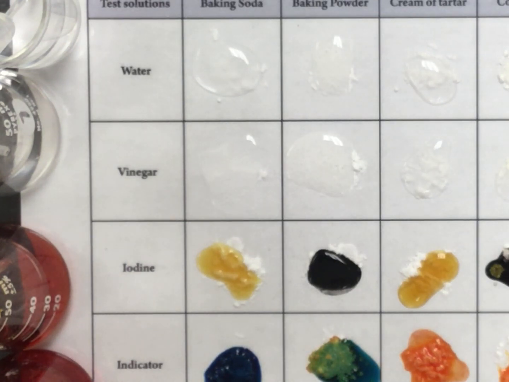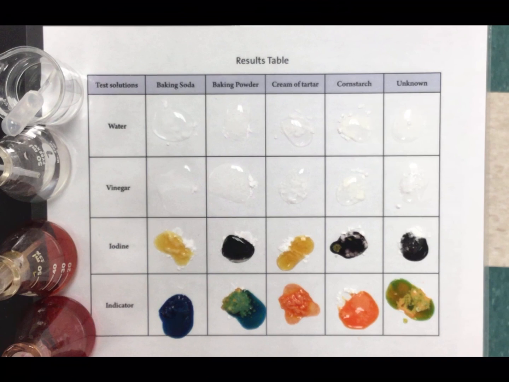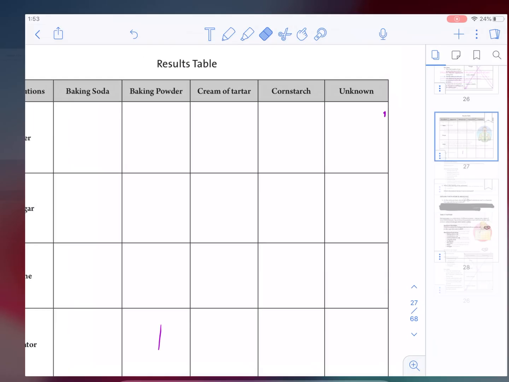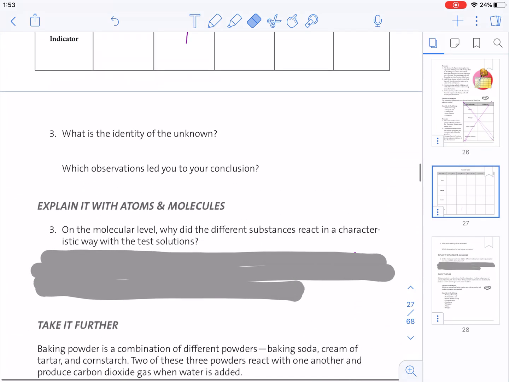Okay, so based on these results, which one of the four do you think it is? Do you think it's baking soda, baking powder, cream of tartar, or cornstarch? So go ahead and answer question 3. What is the identity of the unknown? Pick one of the four, whichever one you think it matches with the best. And then what observations led you to your conclusion?